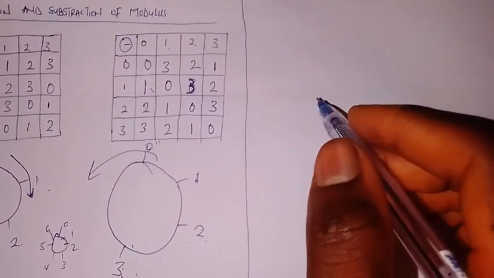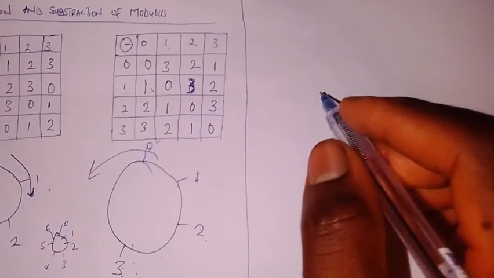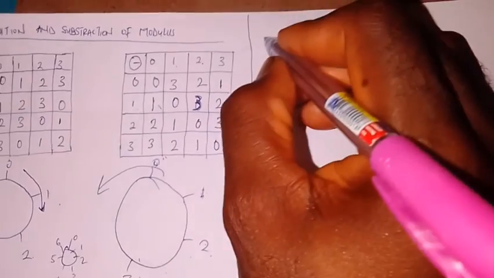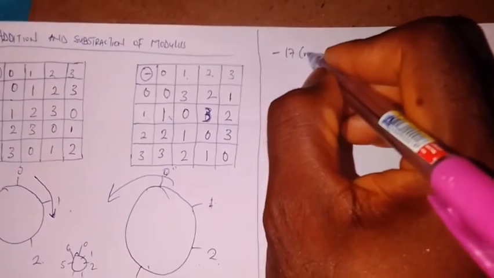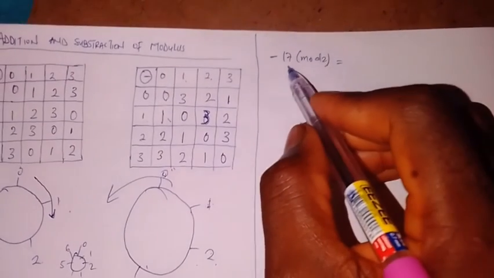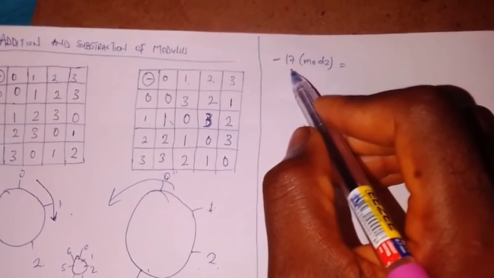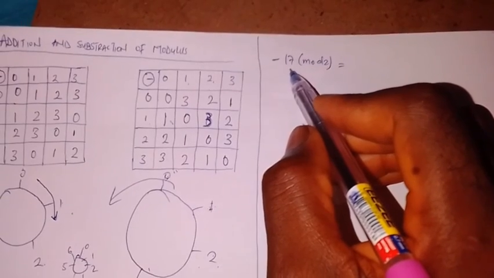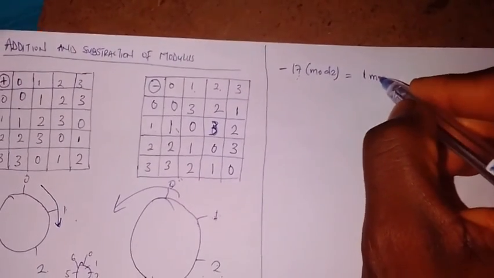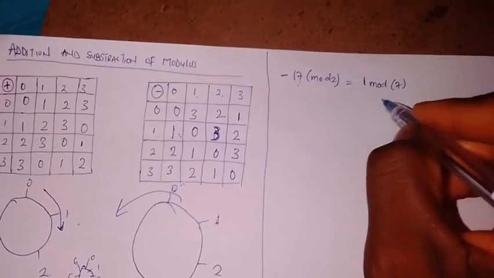Now, for this last example, we have minus 17 in mode 2. What will it be? What multiple of 2 gives us something more than 17? 2 times 9 is 18. So that's plus 1. So my answer should be 1 in mode 2. That's the answer.